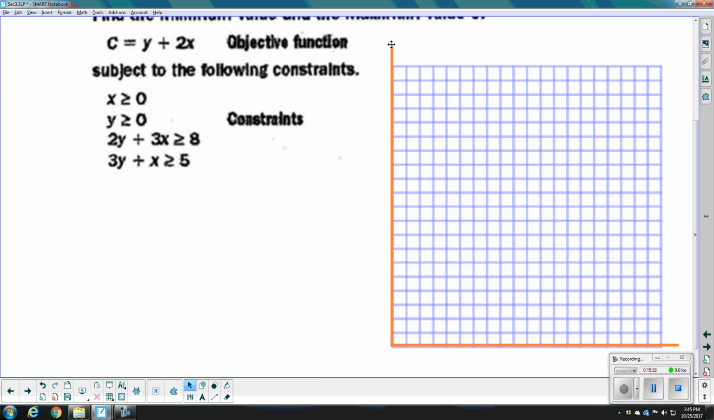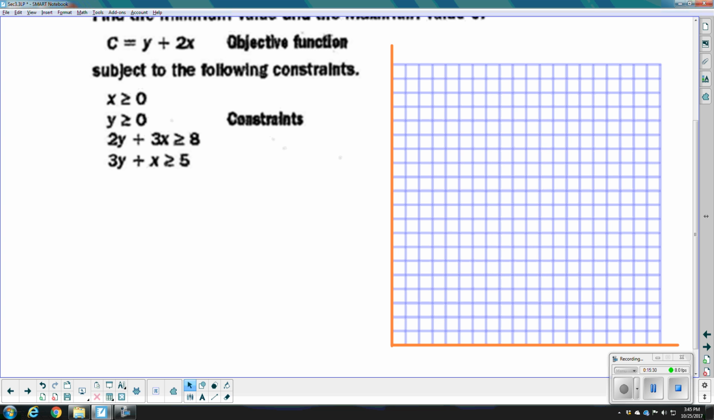So again, this is basically just saying that I'm working in this quadrant. I'm not going to shade this because this is the only quadrant that I'm going to be working with. Okay, and the next step is to graph my next 2 constraints, and the first one is in standard form.